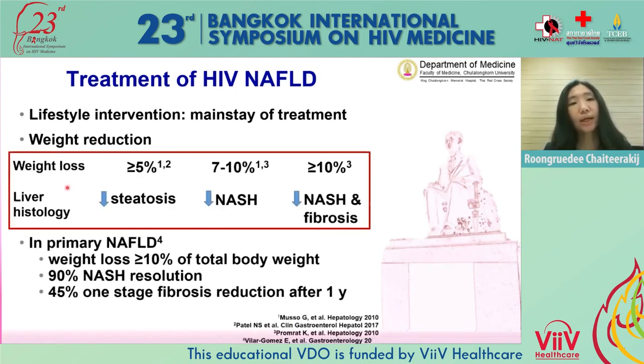If the patients can lose weight greater than 5%, there is improvement in histology. The steatosis will decrease. If the patient can lose weight about 7 to 10%, NASH will improve. And if the patient can lose weight greater than 10%, fibrosis can improve. And this study has been done in the general population in non-HIV infected patients.